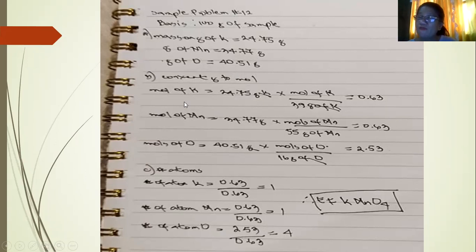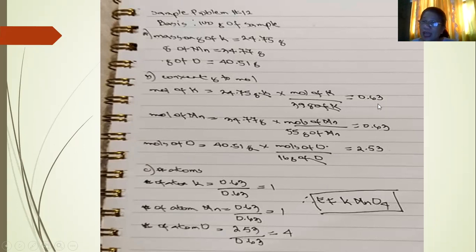Letter B is you're going to convert that gram into mole using the molecular weight. So the mole of potassium, that is 24.75, multiplied by the reverse of the molecular weight. The molecular weight of potassium is 39 grams, so it is 0.63. The mole of manganese is 34.77 multiplied by the reverse of its molecular weight, which is 55, it's 0.63. Then the moles of oxygen is 40.51 grams multiplied by the reverse of its molecular weight, which is 16 grams per mole, it's 2.53. The next thing, letter C, is the number of atoms.